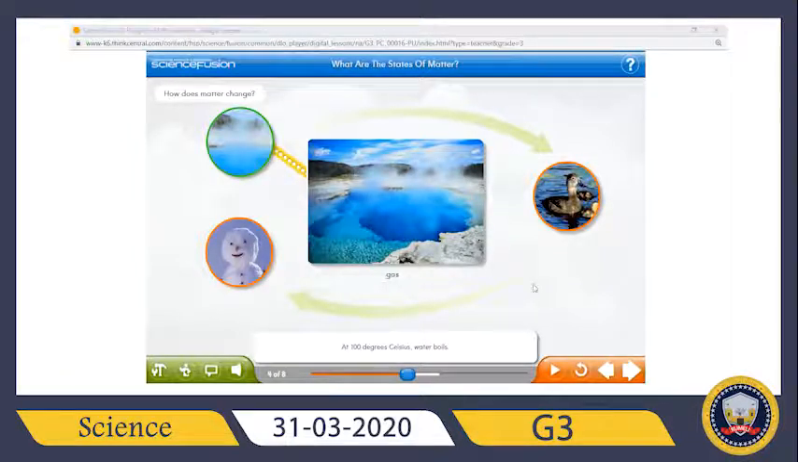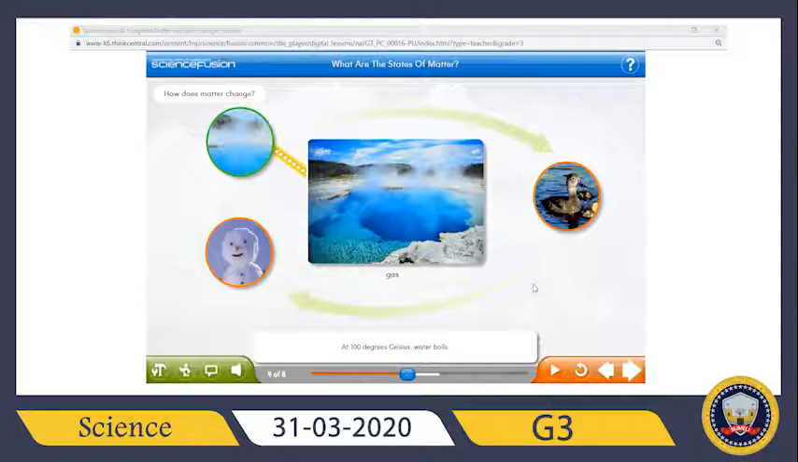Matter can change from one state to another. For example, from liquid to gas, or from gas to liquid, from solid to liquid. But certain conditions must be in place. For example, at 100 degrees Celsius, water boils. So, have you seen bubbly hot water boiling on the stove? Probably you check it, right? So, boiling water is changing from a liquid into a gas.